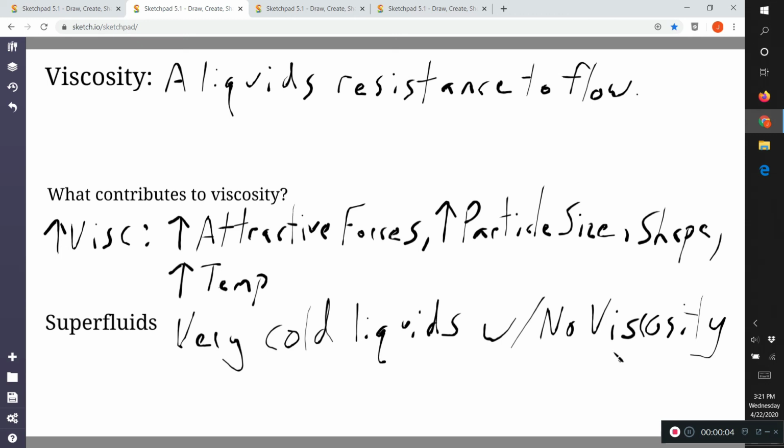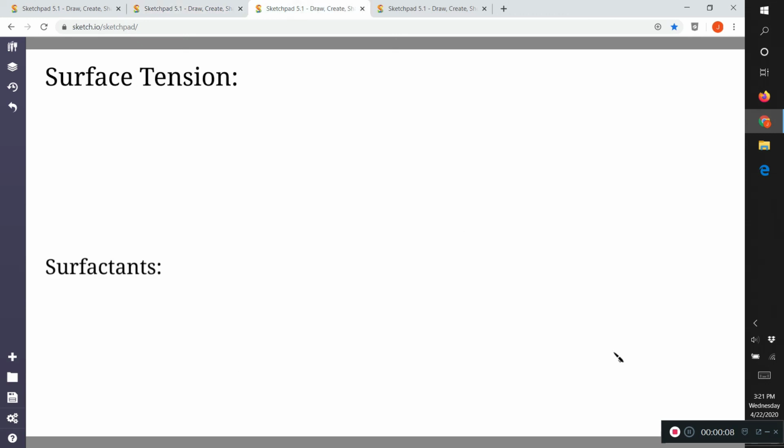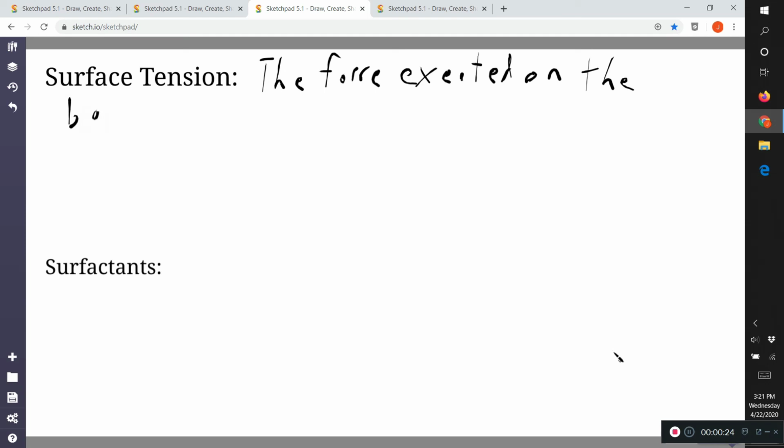Viscosity being one quality we talk about when we talk about liquids, another one is surface tension. So surface tension is the force exerted on the boundary of a liquid. Now, why does it only happen at the boundary?